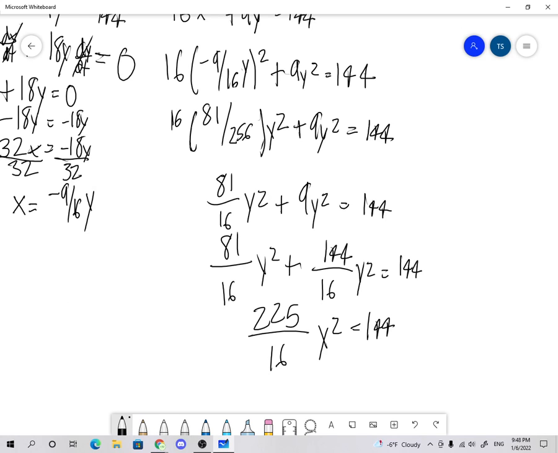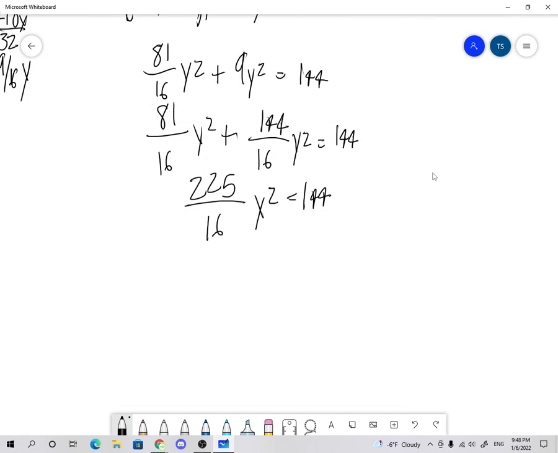From here, I'm going to multiply both sides. Multiply 16 on both sides. So 16, 16. And then I'm going to end up with 144 by 16 equals 2,304.